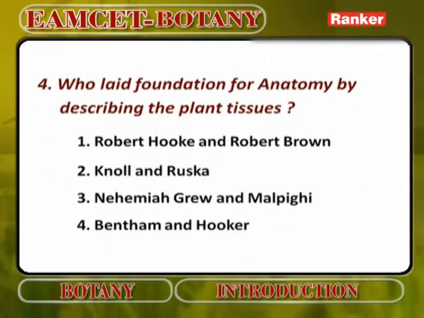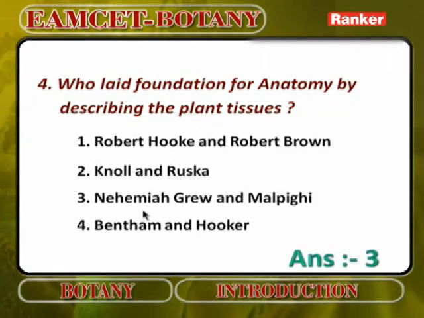Next. Who laid the foundation for anatomy by describing the plant tissues? Just now I explained, Nehemiah Grew and Malpighi. Because Robert Hooke and Robert Brown are known for cell biology. Robert Hooke discovered the cell, Robert Brown discovered the nucleus. Ernst Ruska is known for the electron microscope. Bentham and Hooker are taxonomists who proposed the natural system of classification. So the answer is Nehemiah Grew and Malpighi.